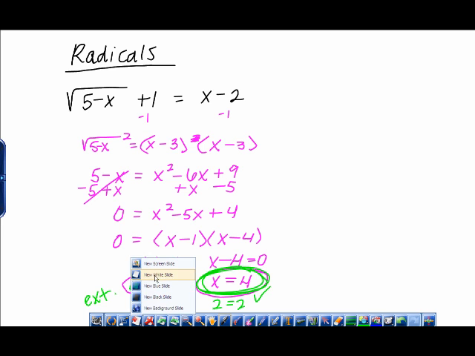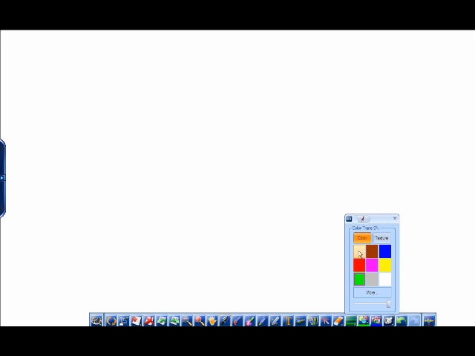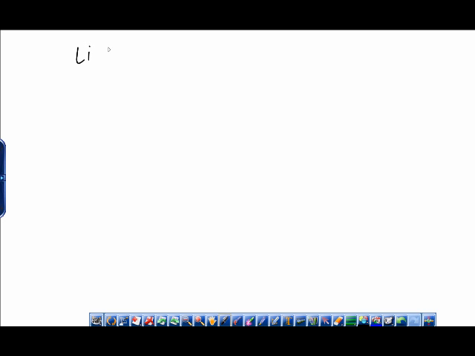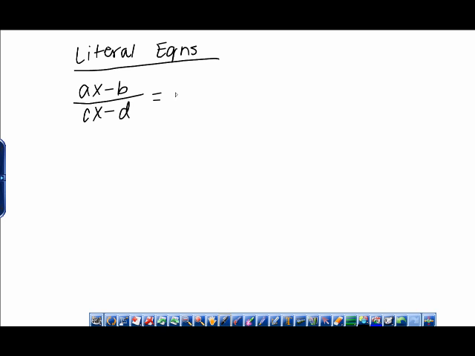Okay, last type of equation. A literal equation. The reason these are called literal equations is because they have a lot of letters in them. These are typically formulas, or multivariable equations, that you're trying to isolate a variable. So in this one I have ax minus b, divided by cx minus d, and that equals 2, and then I have to tell you what you're solving for.